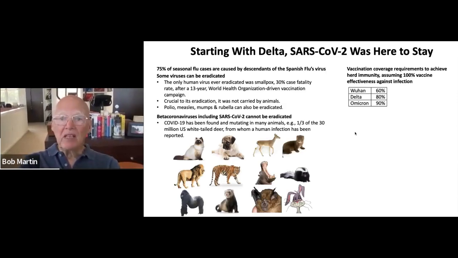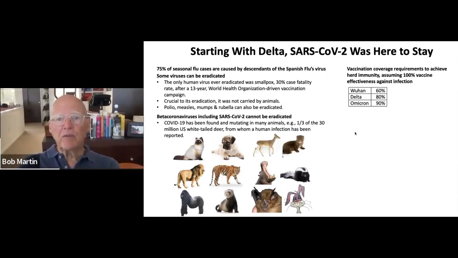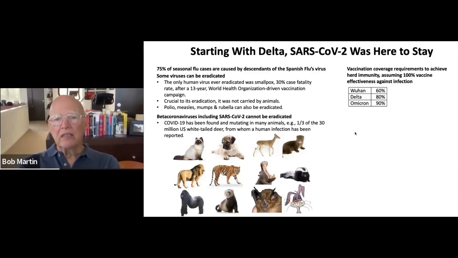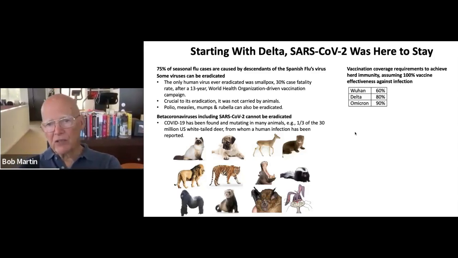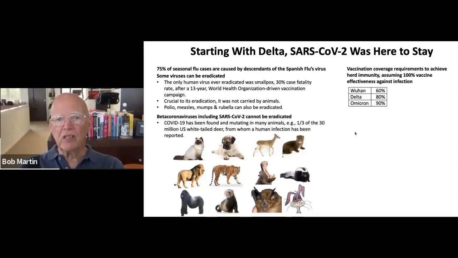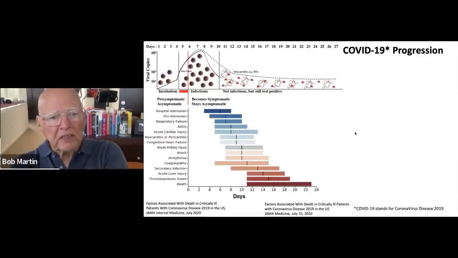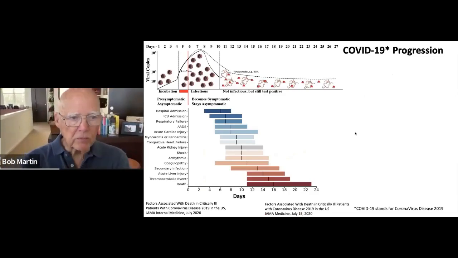To eliminate, not eradicate, you have to reach something called herd immunity. And if the vaccine is 100% effective, this is the percent of people who have to be vaccinated. And with US vaccination rates of about 70%, once Delta was here, it could not be eliminated. Let's talk a little bit about the disease.